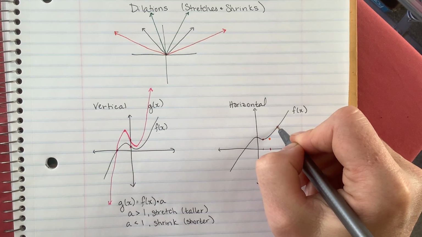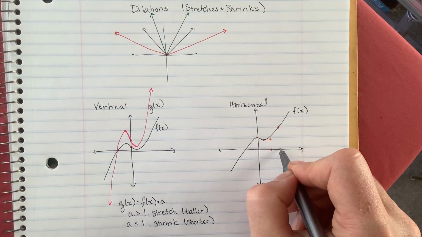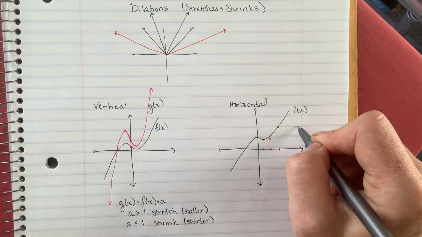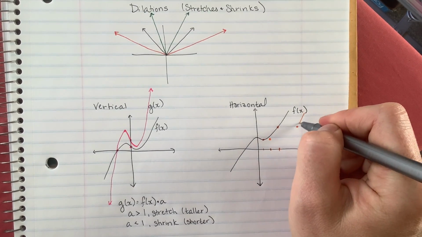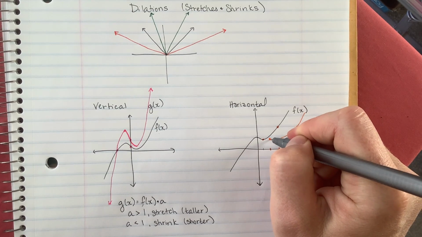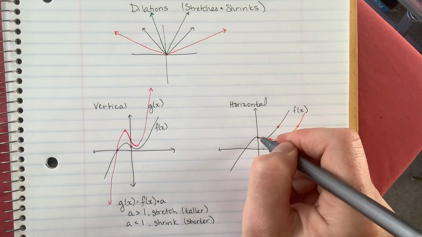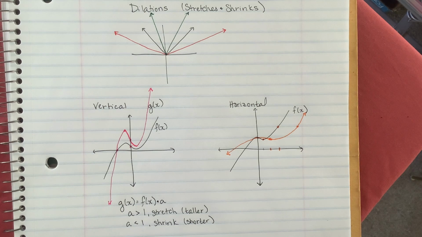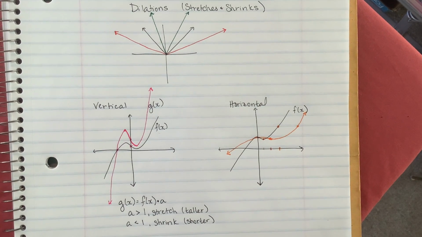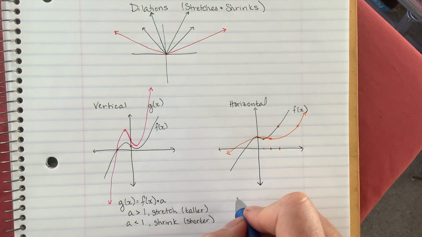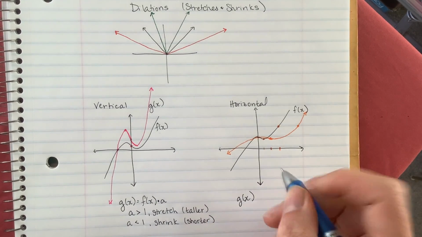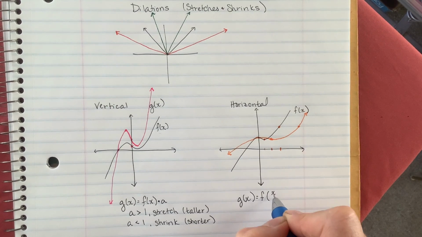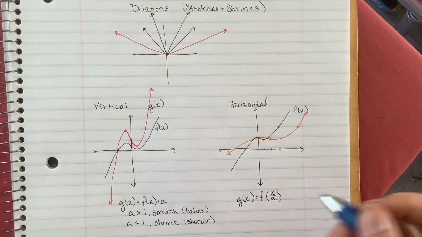Same for this y value. So its original x value was here. We're going to double that, and so its new x value would be way over here. So these functions end up looking a lot broader or wider, or conversely, narrower. So when you're writing the equation, these are going to end up looking like f of x divided by a.